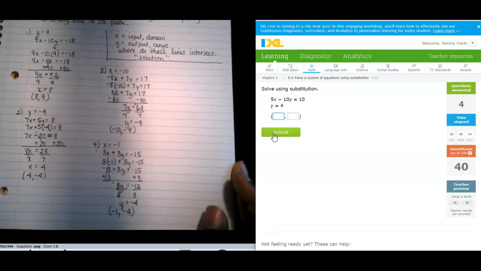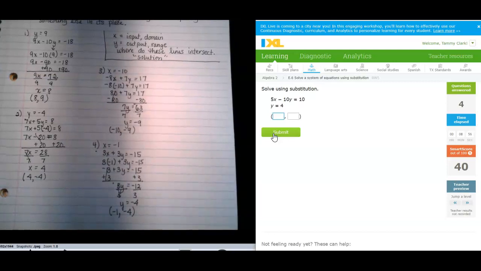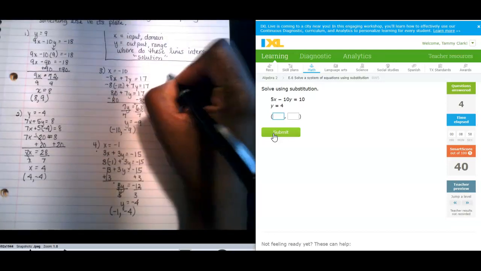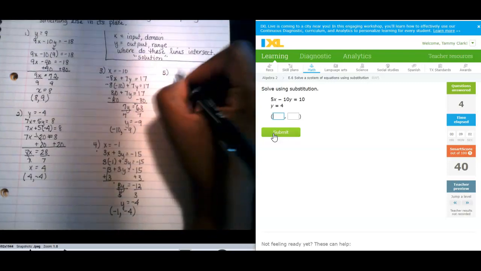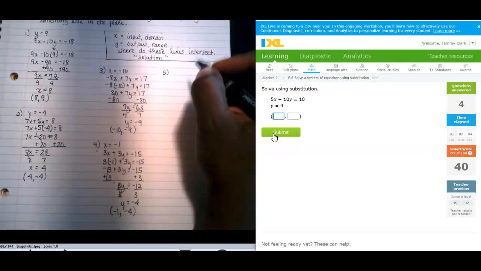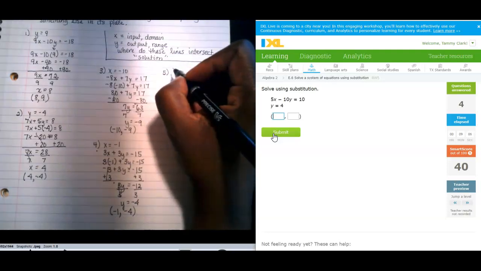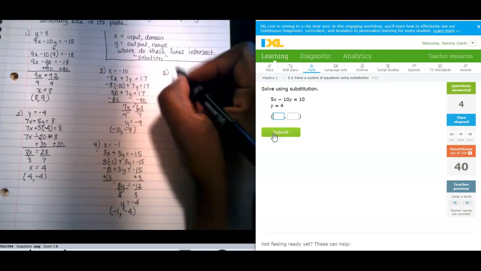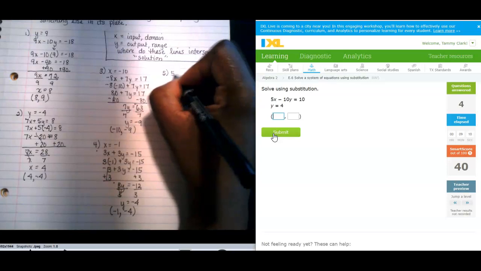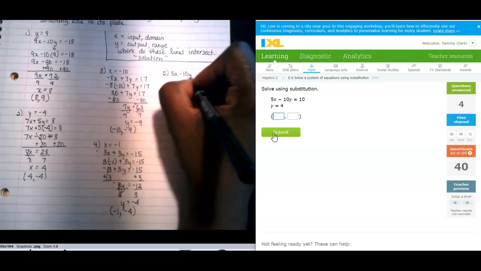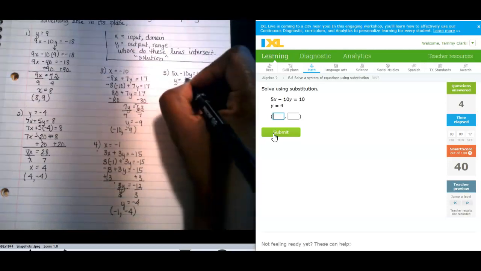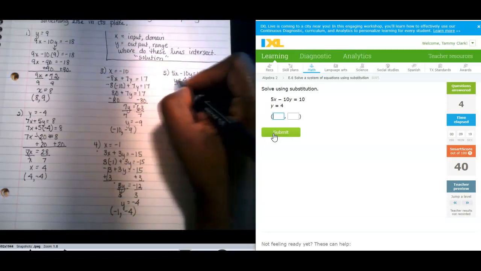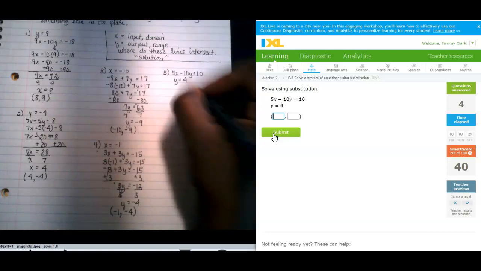Alright, so again, we're still solving using substitution. For number 5, they just changed the way the question is worded. They put the standard form equation up top. So we've got 5x minus 10y equals 10. And the secondary line is y equals 4. If you remember, this is a horizontal line if you were graphing it.